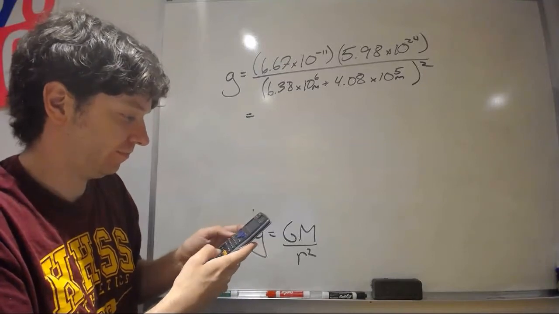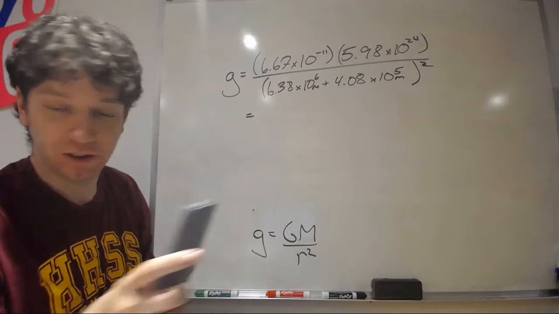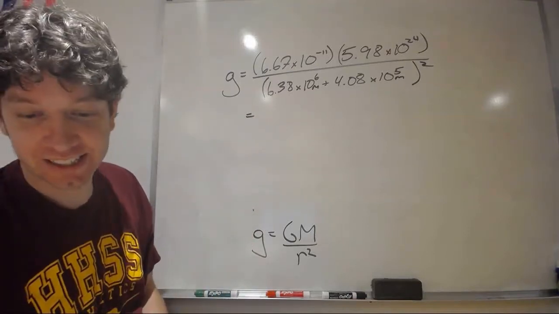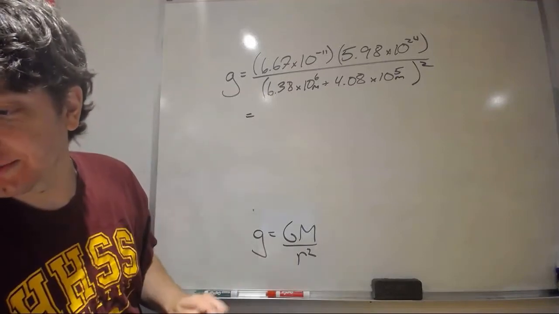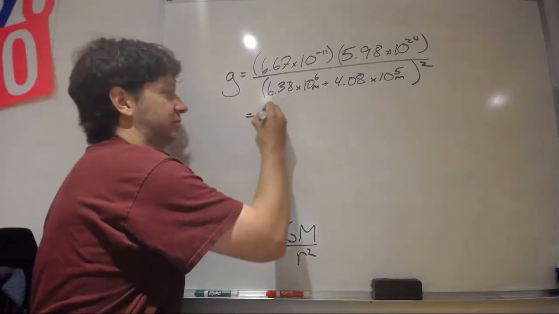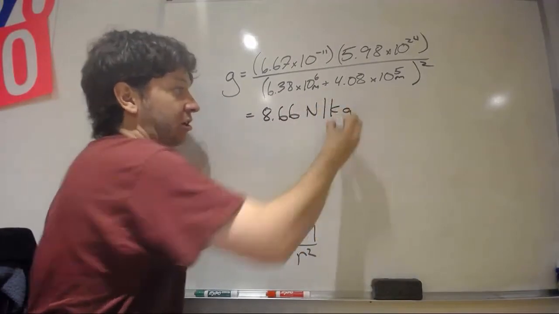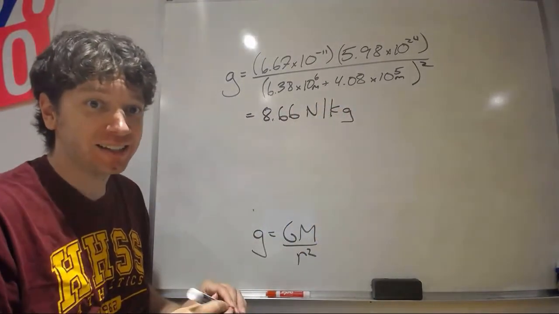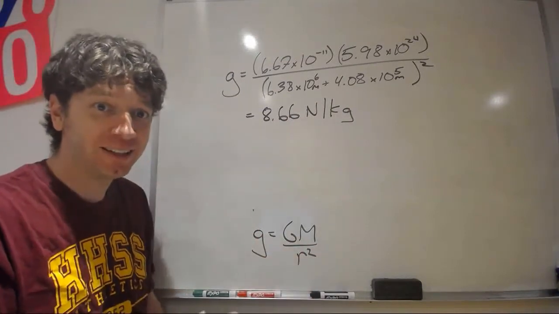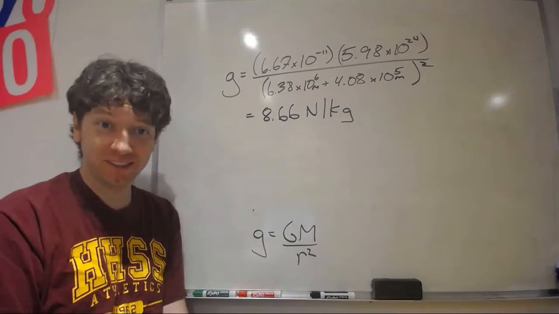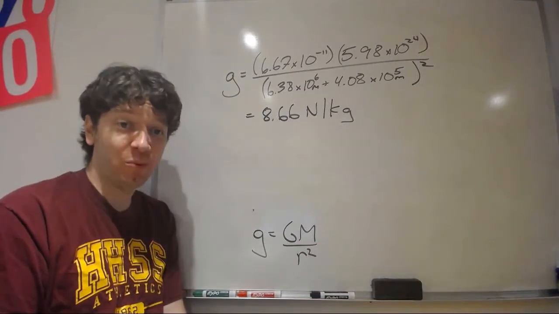Square. 8.6565. I'm going to two significant digits, or to three significant digits, 8.66. So it's not that much less than it is for people on the Earth. So remember, they're only 408 kilometers up. They haven't left the solar system or anything. So instead of 9.81, it's 8.66.